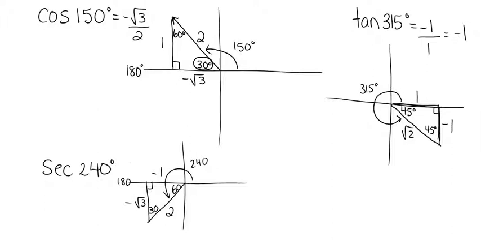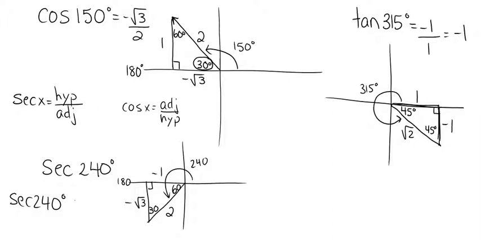Now I also know that secant is equal to 1 over cos. And since cosine is equal to adjacent over hypotenuse, I can conclude that secant is actually equal to the hypotenuse over the adjacent. So if I wanted to find the secant of 240, it would be the hypotenuse of 2 divided by the adjacent side, which is negative 1. So it would be negative 2.